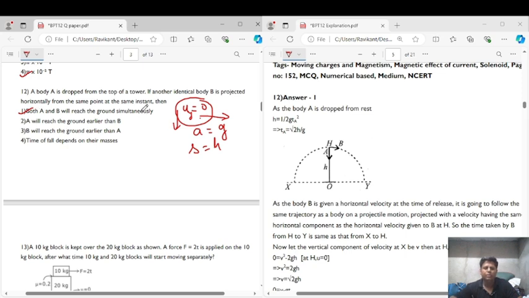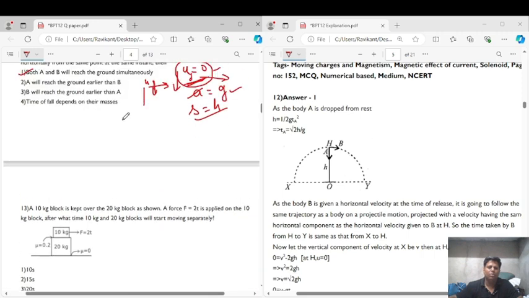So we can see that a ball has been dropped, so its initial velocity along the y-axis, or the vertical velocity, is equal to 0. When a body is thrown horizontally, its vertical velocity is again 0. So for both the bodies, we have velocity along the y-axis initially equal to 0, acceleration along the y-axis equal to g, and displacement along the y-axis equal to h. So in the y-axis all the quantities are the same, therefore the time of travel will be the same, so both the bodies will reach the ground simultaneously. So the correct answer for question number 12 is option 1.